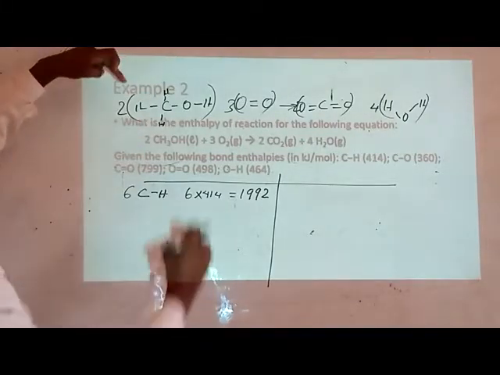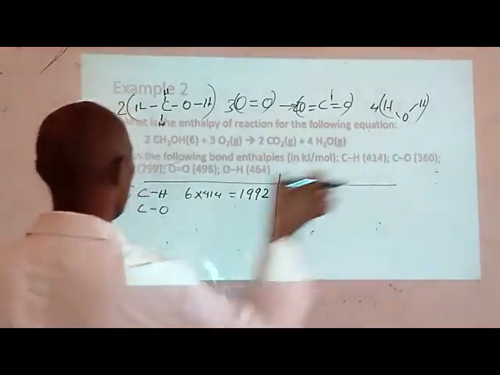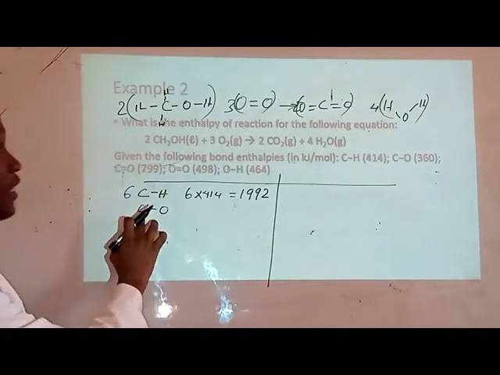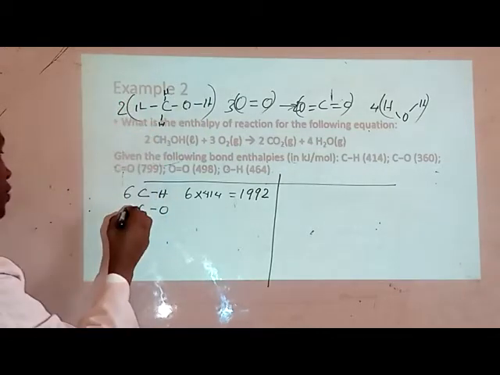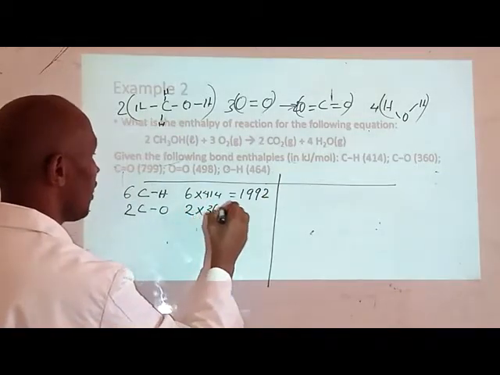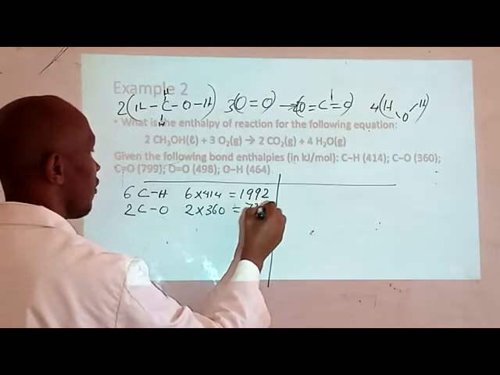Now let's get to the other bond that is being broken. Here we have a carbon to oxygen C-O bond. Note that there are two carbon to oxygen bonds. There is a C-O bond here, and there is a double bond. You are not breaking the double bond. We are breaking the C-O bond. So there is one per molecule, but there are two such molecules. So 2 times the carbon to oxygen bond, that is 360, and that gives me 720. Yeah, 720.